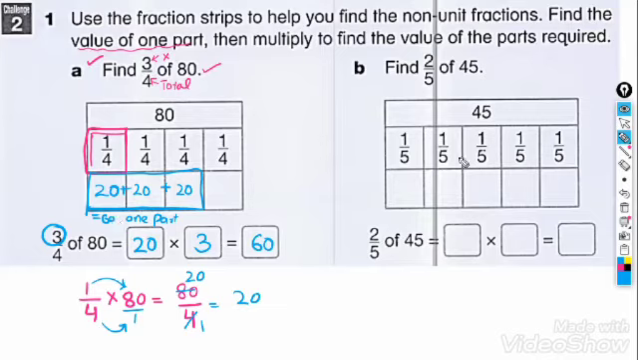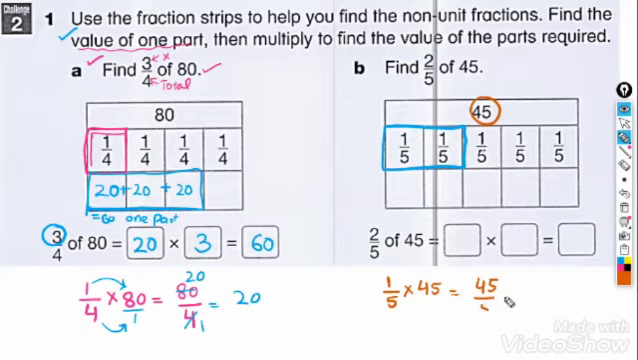Now let's do the second one. You have to find the 2 parts here. Means these 2 parts you have to find here. In order to find out the 2 parts, find the value of the one part. So how can you find out the value of the one part? You will multiply 1 upon 5 by the total whole, which is 45.